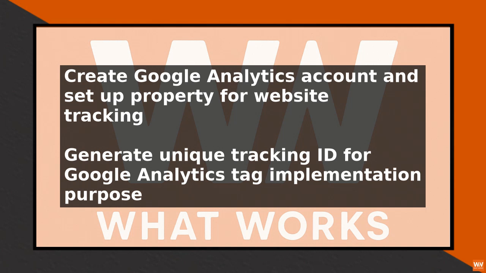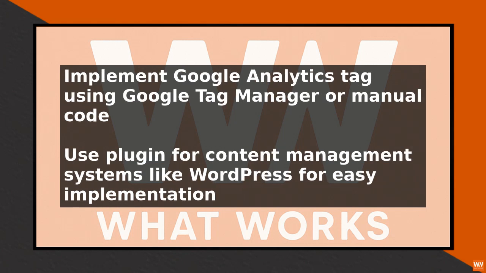First, log into your Google Analytics account and navigate to the admin section. Click on Create Property and fill in the required information such as website name, URL, and industry category. Once you have created the property, you will be given a unique tracking ID that starts with UA.